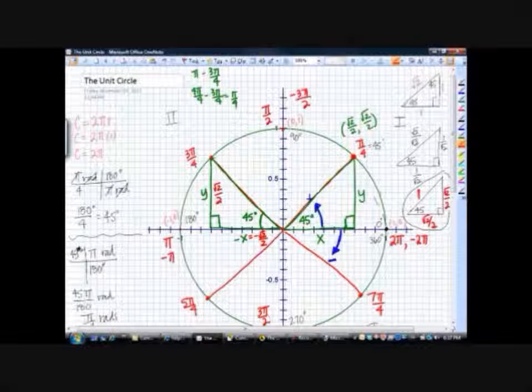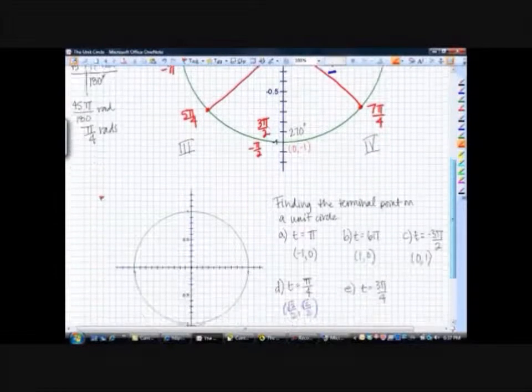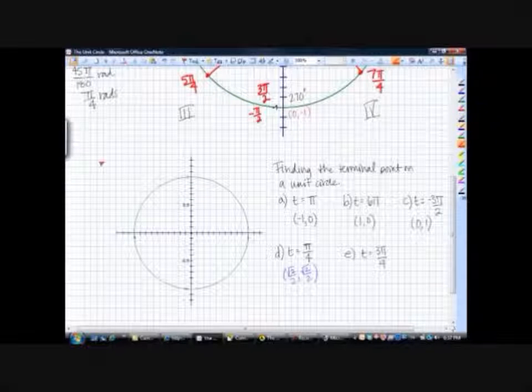4, which would be negative root 2 over 2, because again we're in the negative x quadrant, and positive root 2 over 2 because we're in the positive y quadrant. So our answer to 3 pi over 4 would be negative root 2 over 2, comma, root 2 over 2.